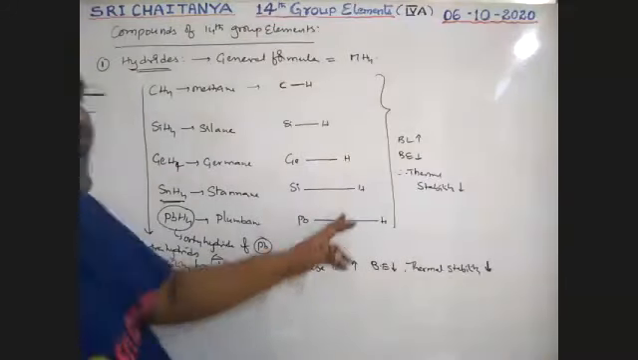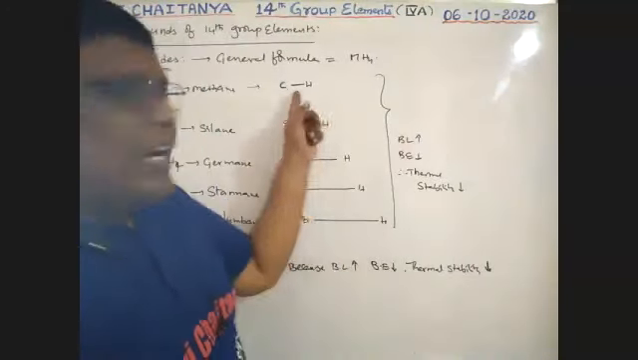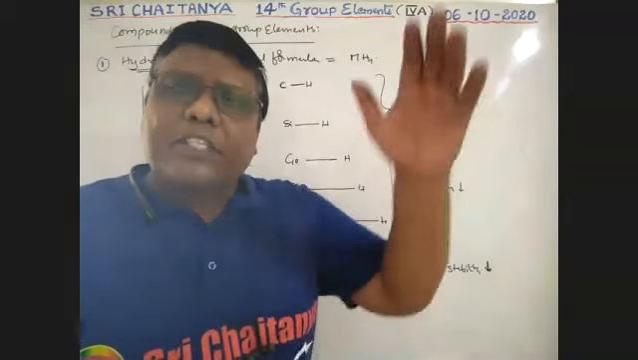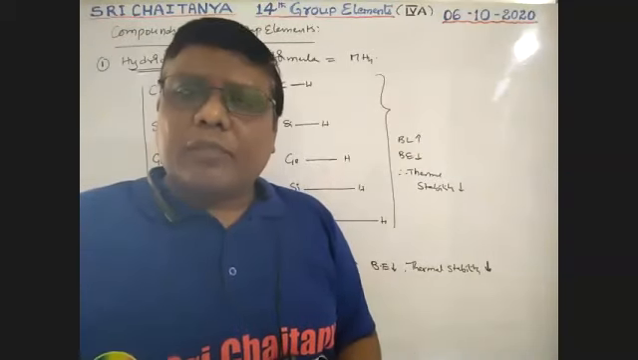Thermal stability: if it is easy to break, that means it is less stable. If it is difficult to break, that is why it is more stable. That means the thermal stability from top to bottom decreases.